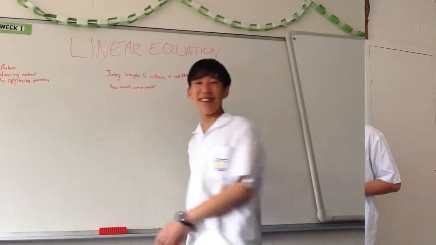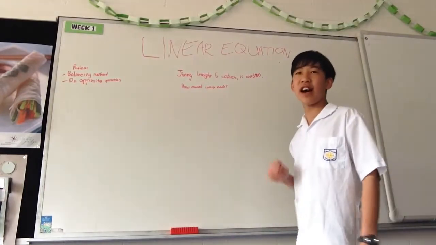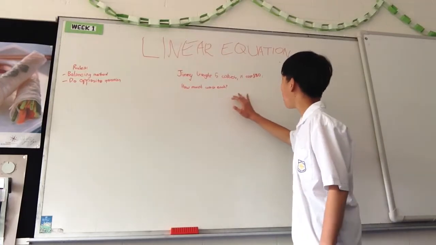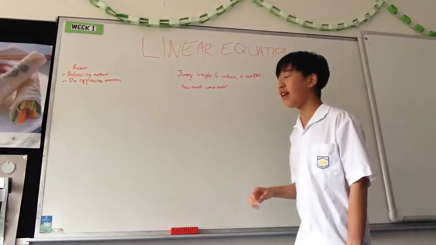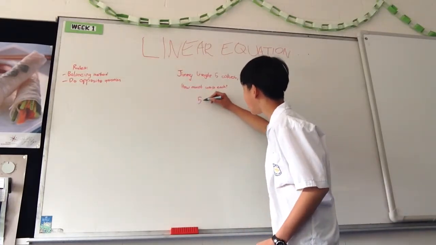Okay, hello and welcome back to linear equations. Now, we're looking at word equations and how to turn them into linear equations. So, here we have Jimmy bought 5 cakes. It cost him $50. How much was each one? So you write it out as a linear equation.